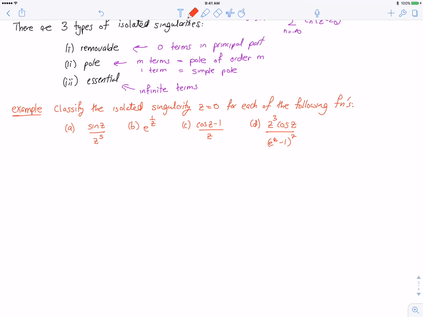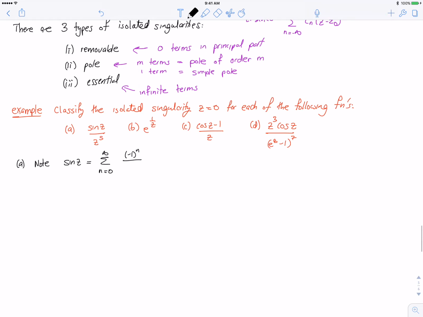So let's have a look at part A. Now, if I find the Taylor series for sine z, so remember, you should memorize certain Taylor series, like the exponential, sine, cos, and definitely 1 over 1 minus z. Those you should remember. So sine z, for instance, we know this is the sum from n equals 0 to infinity of negative 1 to the n on 2n plus 1 factorial z to the power of 2n plus 1.